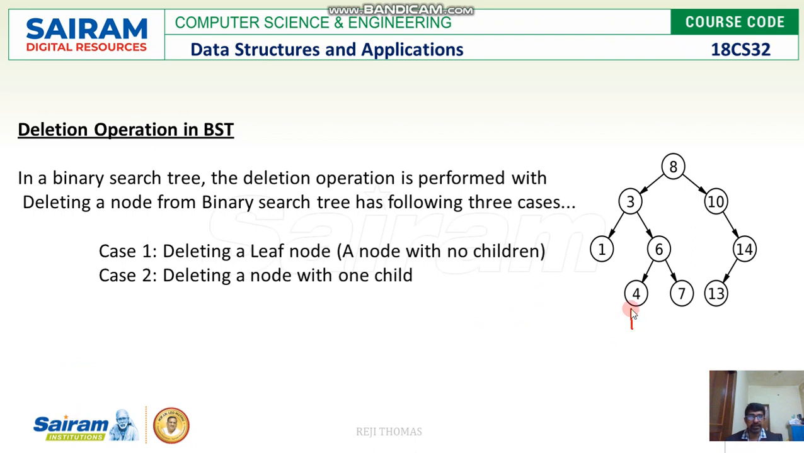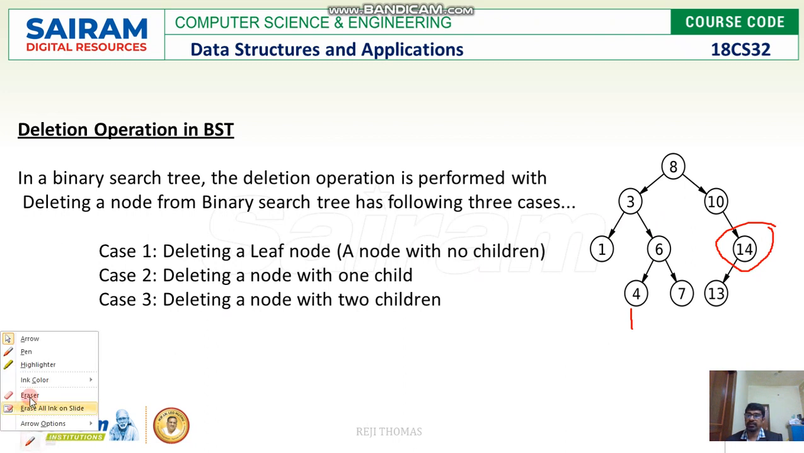The second one is to delete a node with one child. You want to delete 14. 14 is a node which has a single child. Next is to delete a node with two children. If you take other nodes like 3 or 10, these are nodes which have two children. All these cases you have to treat differently.